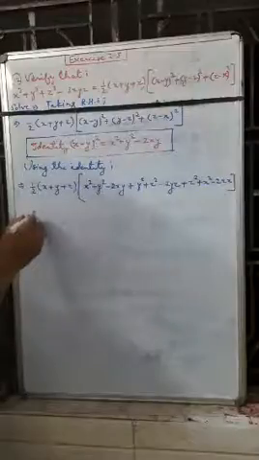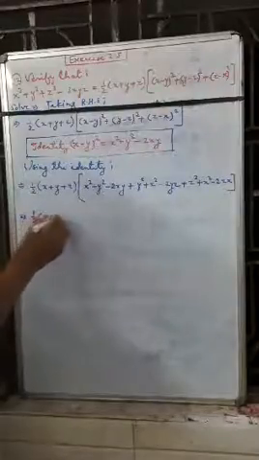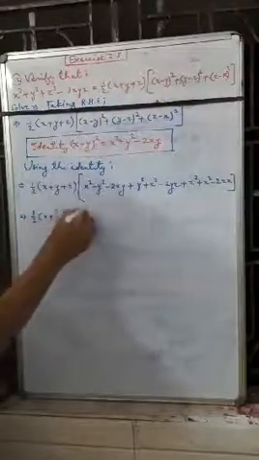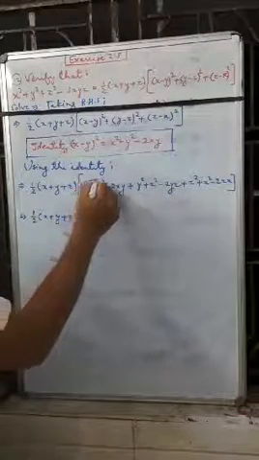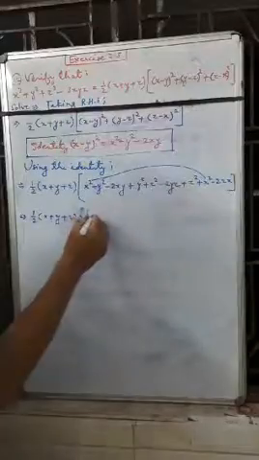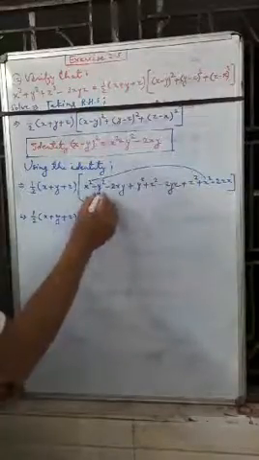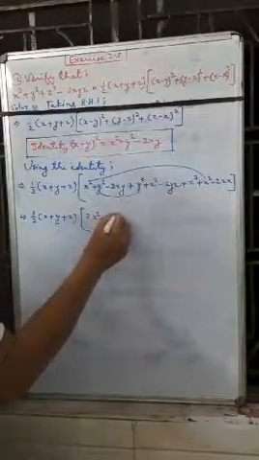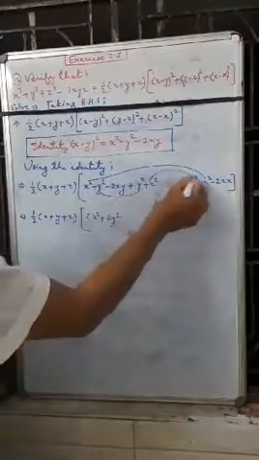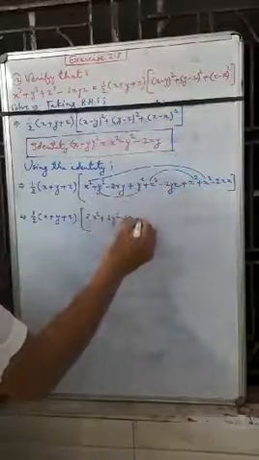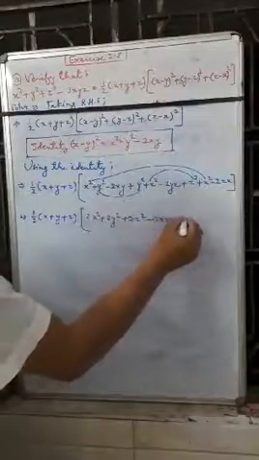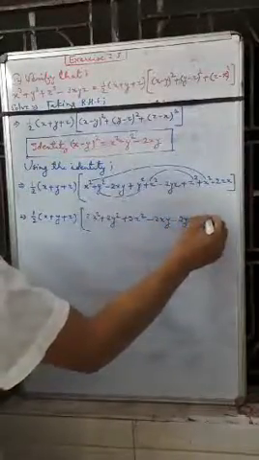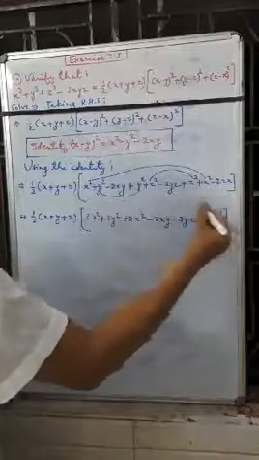minus 2zx. Now continuing for the next step, x square plus x square, so we are looking at 2x square here. Y square plus y square, 2y square, and z square plus z square, 2z square. After that we have got minus 2xy, minus 2yz, and minus 2zx we have written.